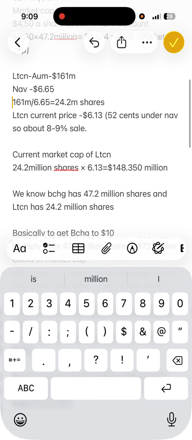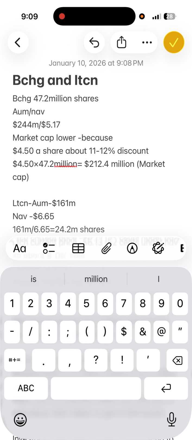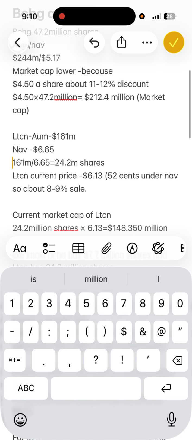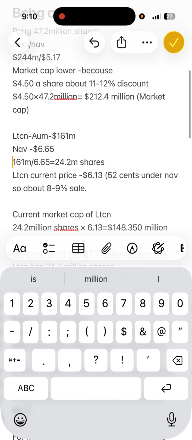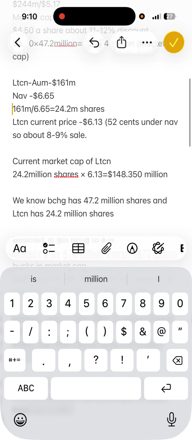That means if these two become ETFs, then right now automatically BCHG ETF would be $5.17 and LTCN ETF would be $6.65. This is why people always want to buy under NAV prices, because when it turns into an ETF, they will profit regardless of the price that it is at.